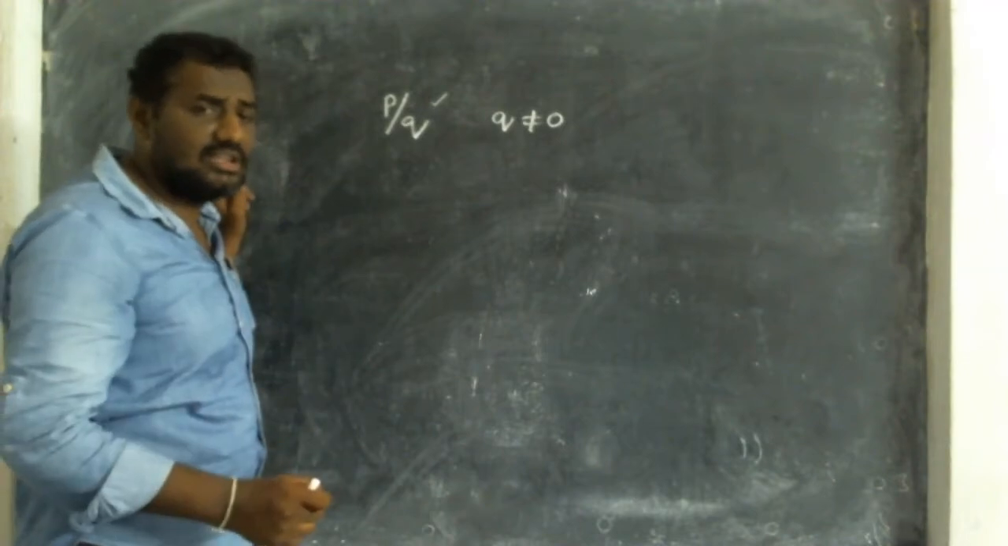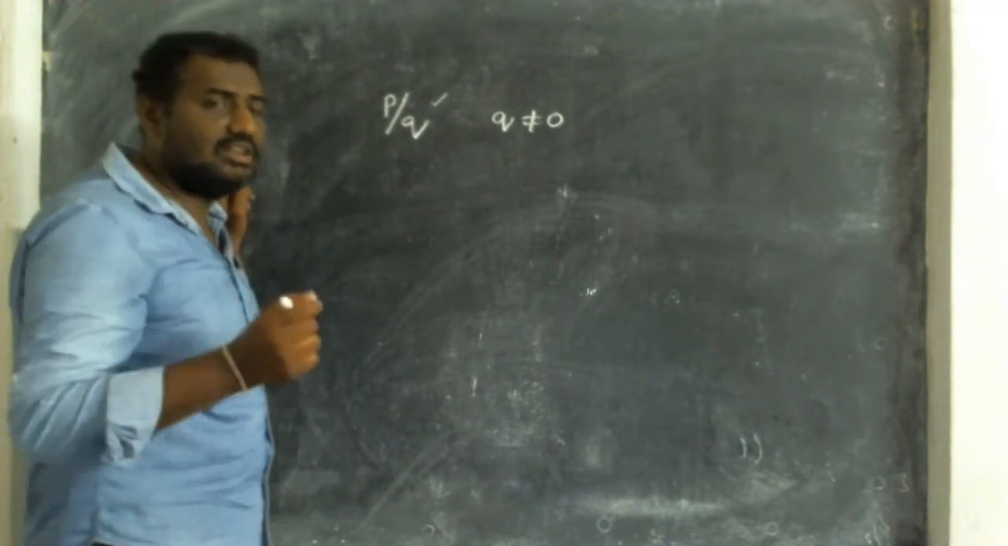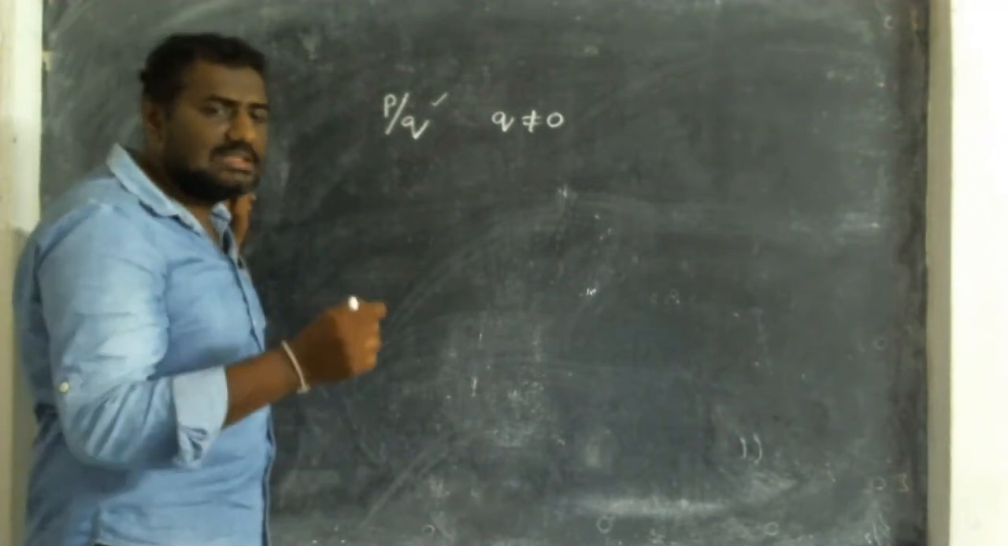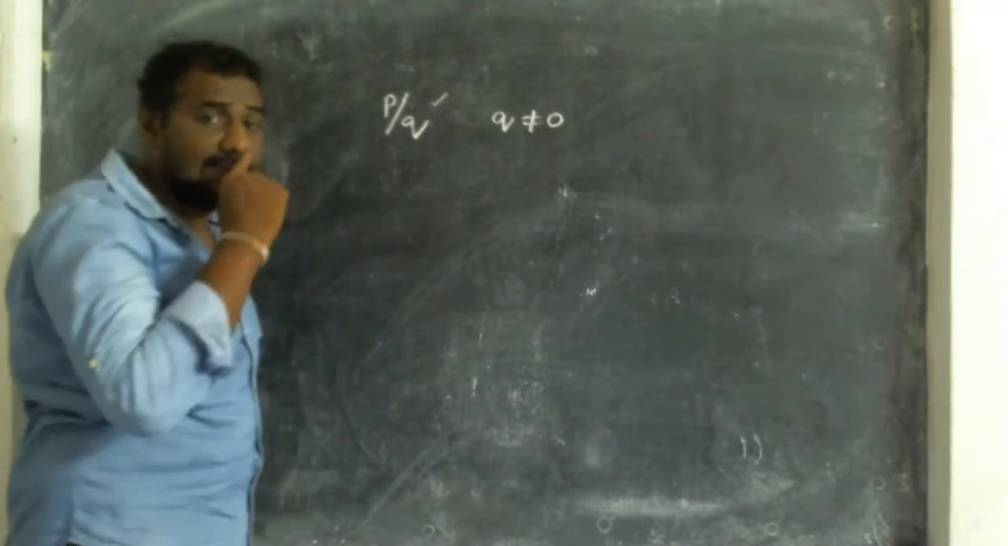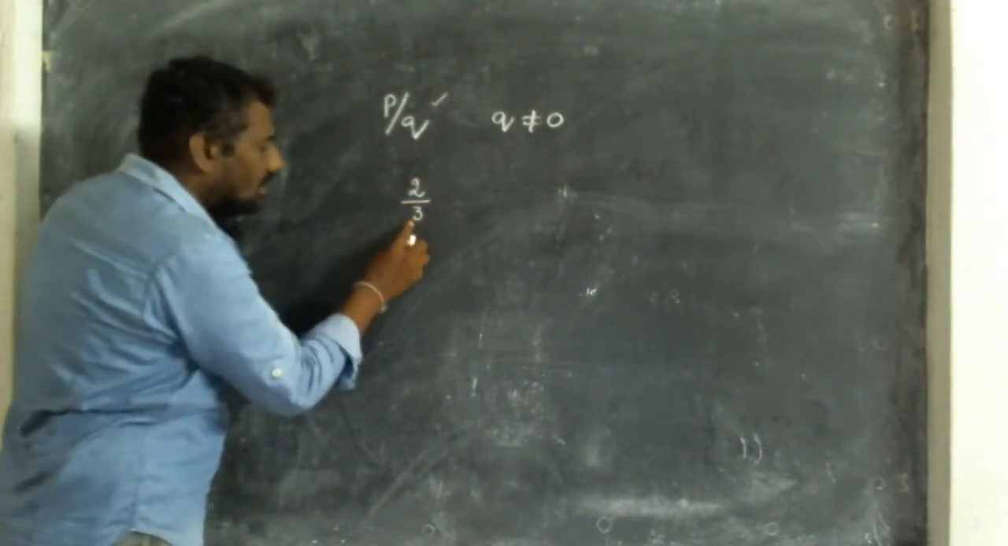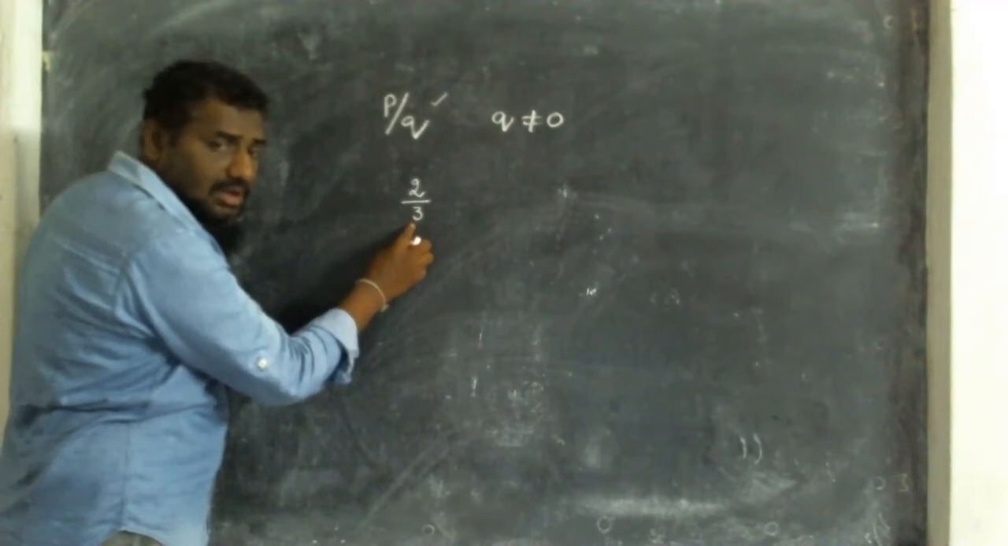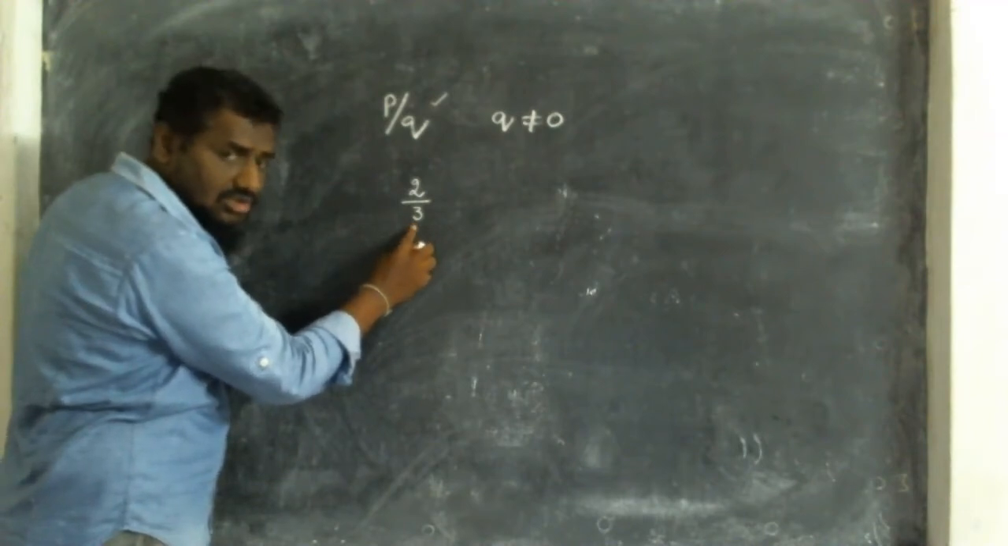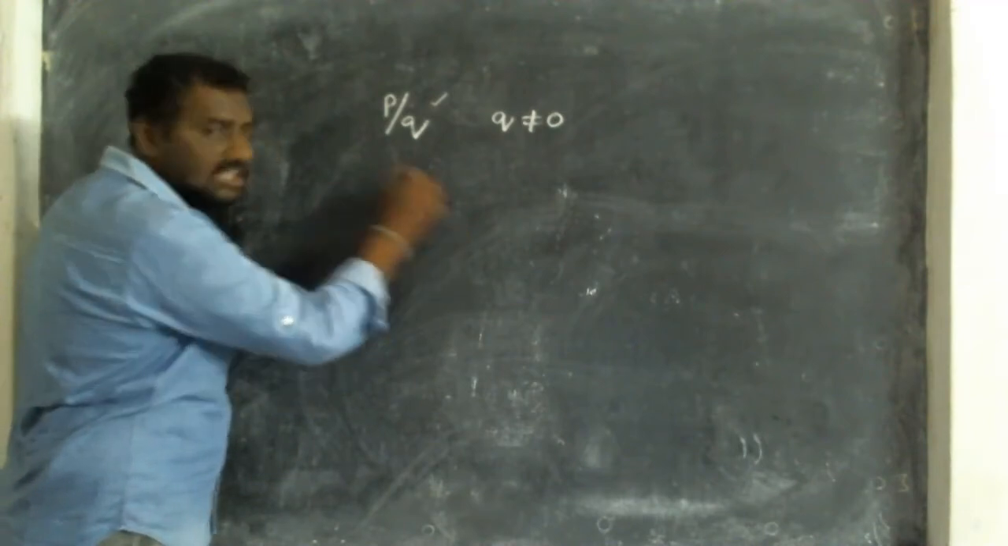Fractions we can call rational numbers. Integers we can call rational numbers. Those basics you might have studied previously. For example, 2 by 3 is there. The denominator is not 0. Now I can say 2 by 3 is a rational number.